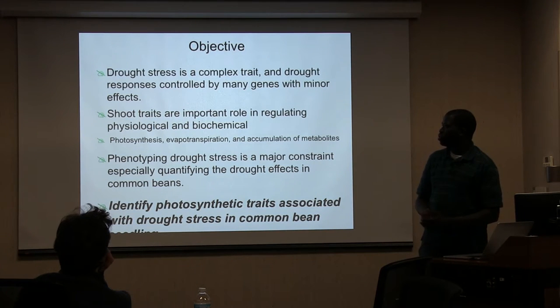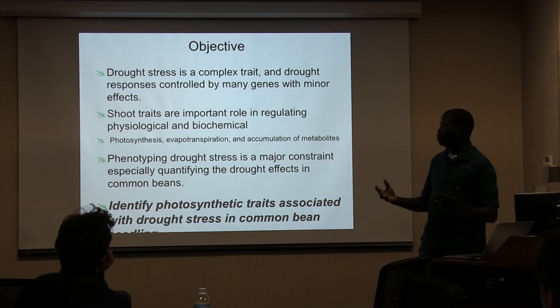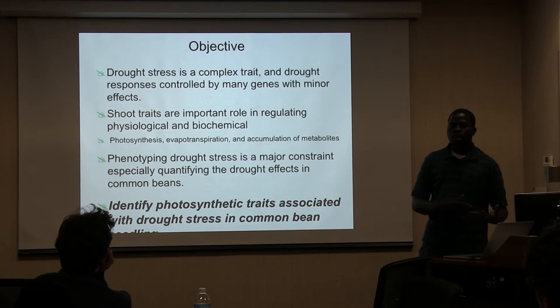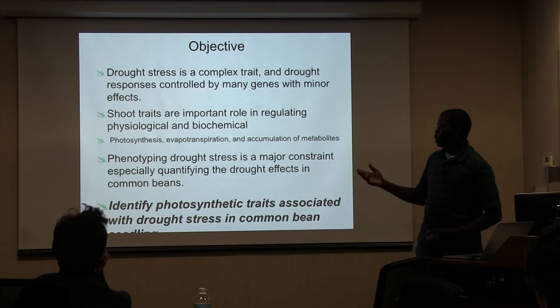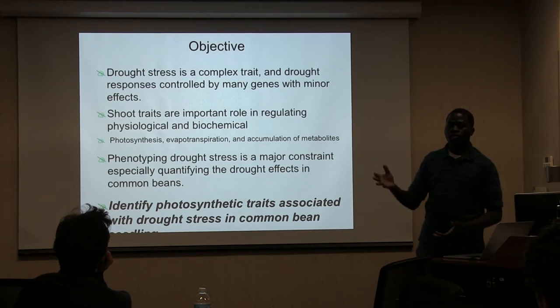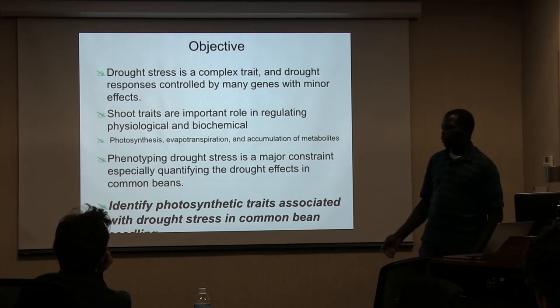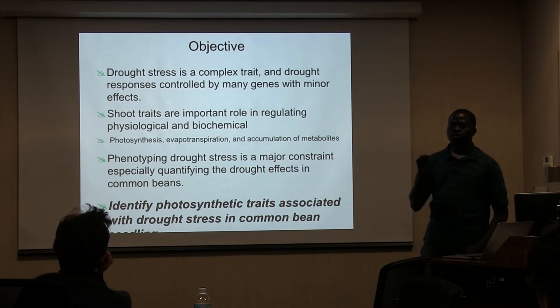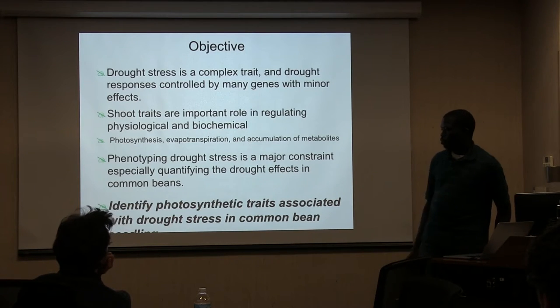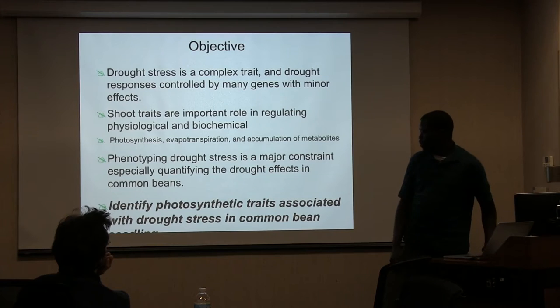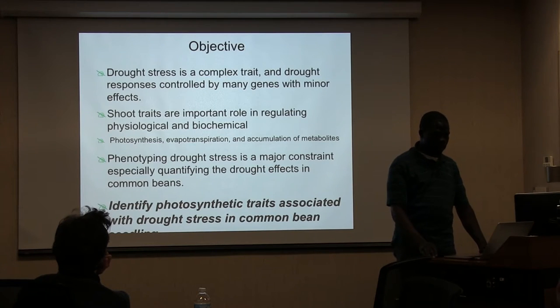So drought stress is a complex trait, because it's controlled by many genes that have minor effects, and we know that both root traits and shoot traits are very important when it comes to response to drought. But here, I'm focusing on shoot traits, and we are trying to use photosynthesis as a platform. One of the bigger challenges has been to quantify those responses, and that's why I'm using photosynthesis for identifying those traits associated with drought stress.